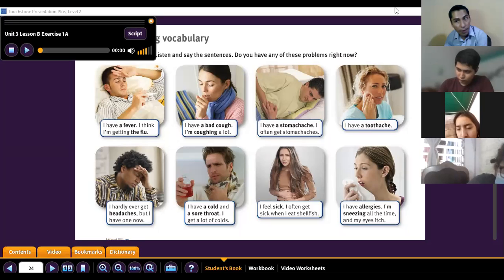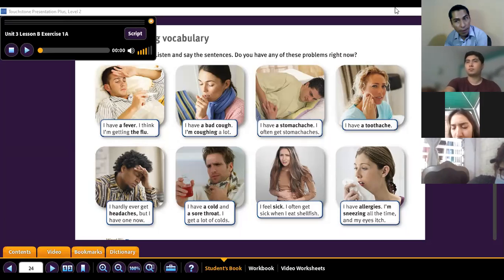I have a stomachache. I often get stomachaches. A menudo me da dolor de estómago. A menudo tengo dolor de estómago. I have a toothache. Toothache, dolor de muela. I hardly ever get headaches. Casi nunca me da dolor de cabeza o tengo dolor de cabeza. But I have one now.